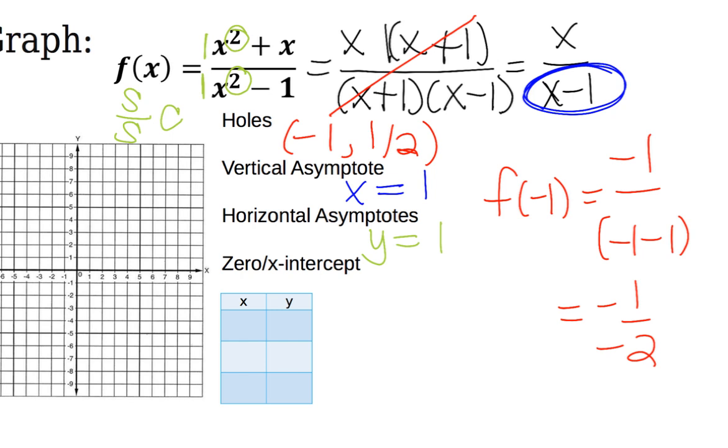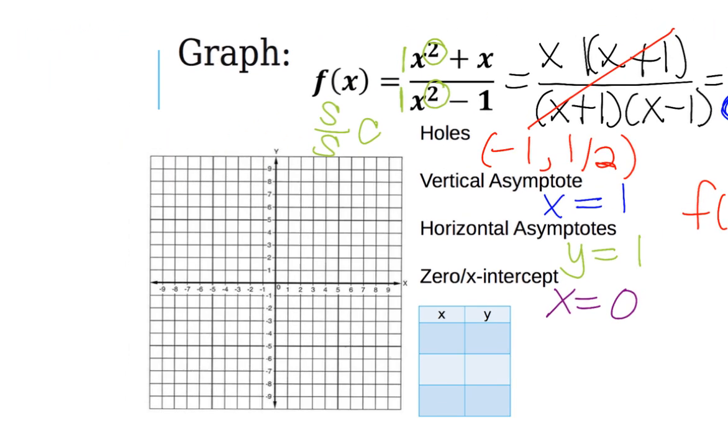All right, and then last but not least, looking for those 0 or x-intercepts, we look at our numerator, and we just have an x. So if we set that equal to 0, our x-intercept, or a 0, is going to be at x equals 0, or 0, 0. So let's go ahead and plot these on our axis.